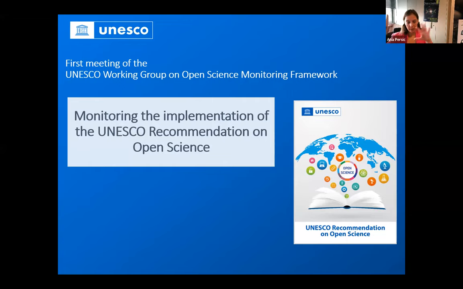So that's, again, another lens or another way that we will have to approach this monitoring framework. But just for you to keep in mind. And in the meantime, please, Ferry, if you can guide us through monitoring the implementation of the UNESCO recommendation on open science with the provisions from the recommendation.